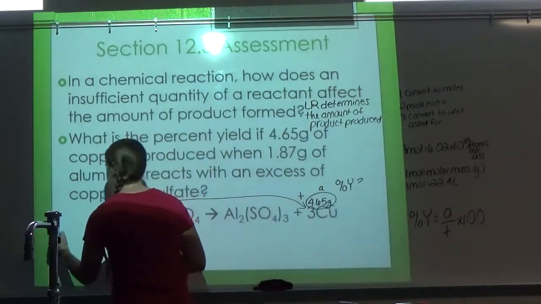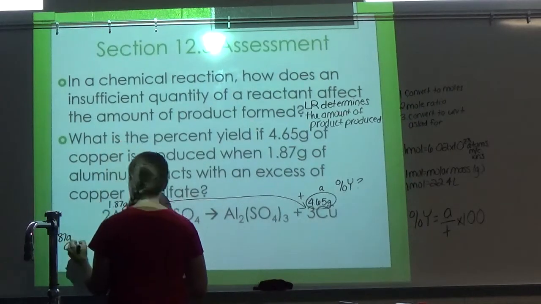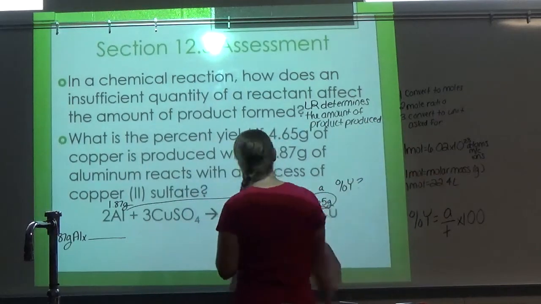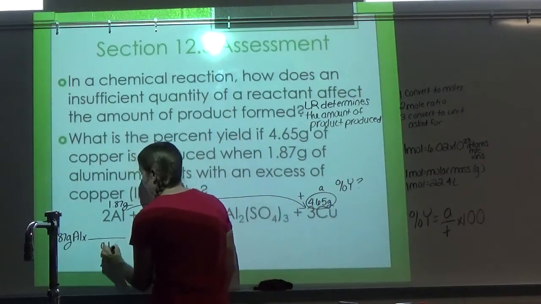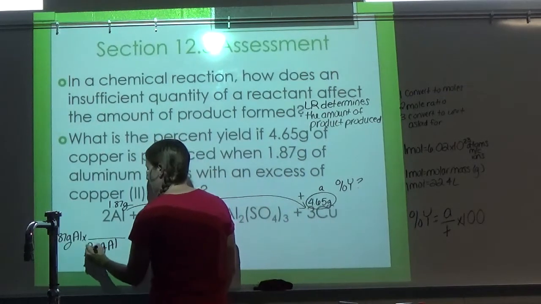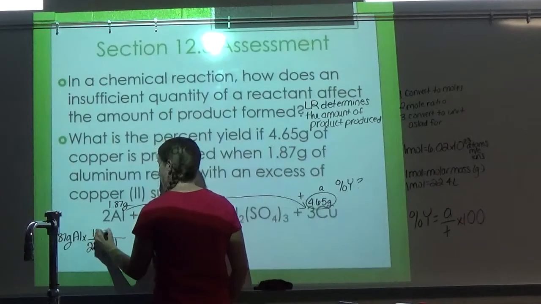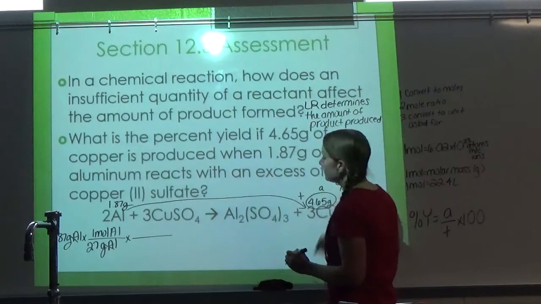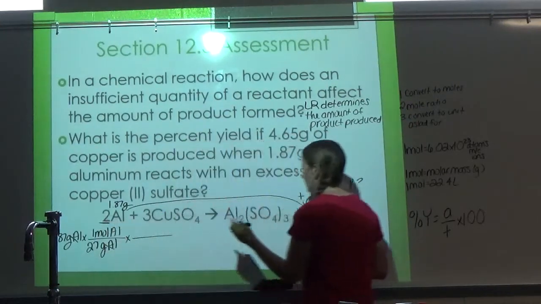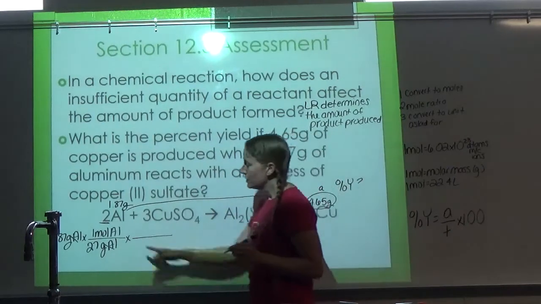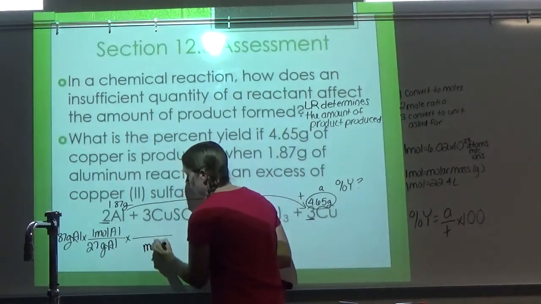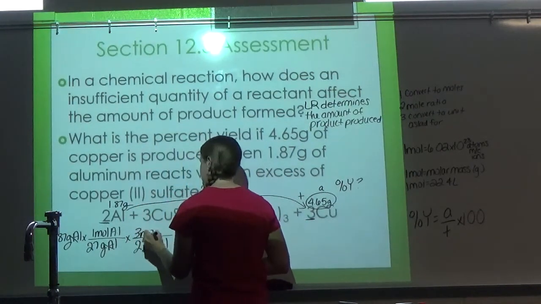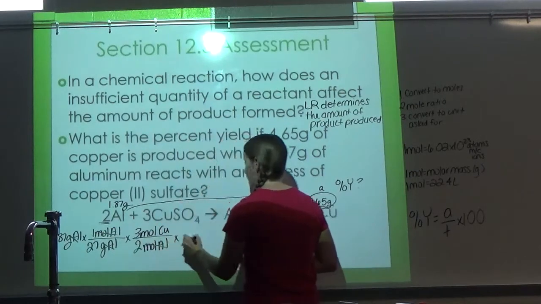Okay, so we start with what we're given, which is 1.87 grams of aluminum. So step 1 is convert to moles. When I have grams, I use molar mass. So that is 27 grams, and I put grams on bottom because of my golden rule, and molar mass always equals 1 mole. So my grams of aluminum cancel. Step 2 is mole ratio. 2 moles of aluminum produces 3 moles of copper. So I follow my golden rule and put moles of aluminum on bottom. I look at my coefficient and put 2, and that makes 3 moles of copper. So my moles of aluminum cancel.